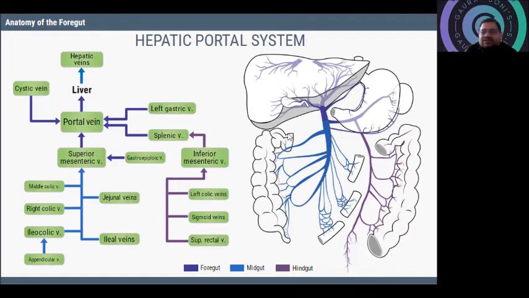So this is all for this topic, and we will continue with the peritoneum in a separate part.